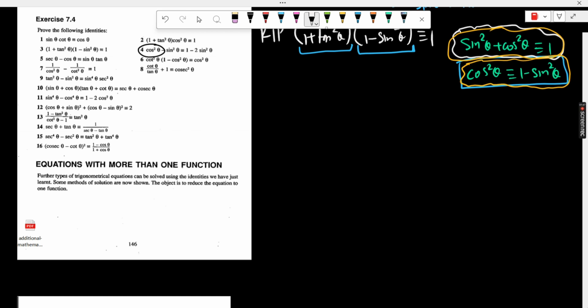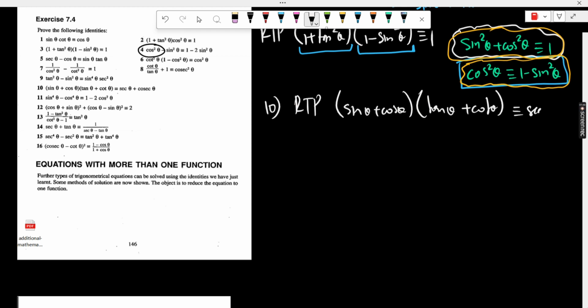All right, so look at number 10. Number 10 says we're required to prove that sine theta plus cos theta, times tan theta plus cot theta, is equivalent to sec theta plus cosec theta. So this one is long, so I'll work through this one.